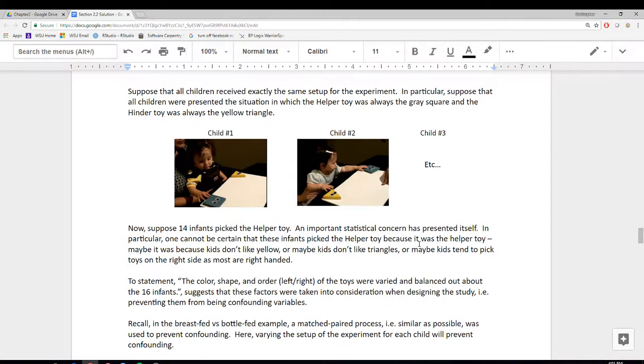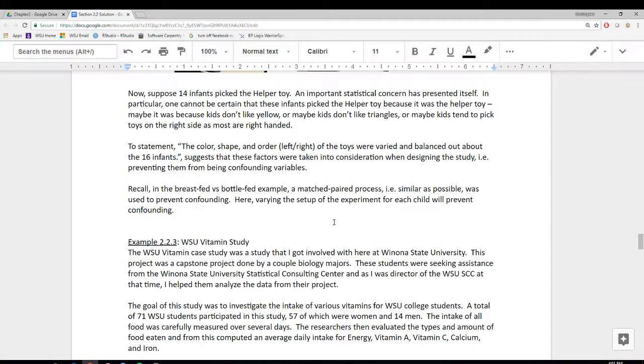presents itself. In particular, one cannot be certain that these infants picked the helper toy because it was a helper toy. Maybe it was because the kids don't like yellow, or maybe the kids don't like triangles, or maybe they just tend to pick the toys that are on the right-hand side because most of us are right-handed. The statement that the color, shape, and order of the toys were varied and balanced out for the 16 infants suggests that these factors were taken into consideration when designing the study. And in particular, they did this in order to prevent these variables from being confounding variables.